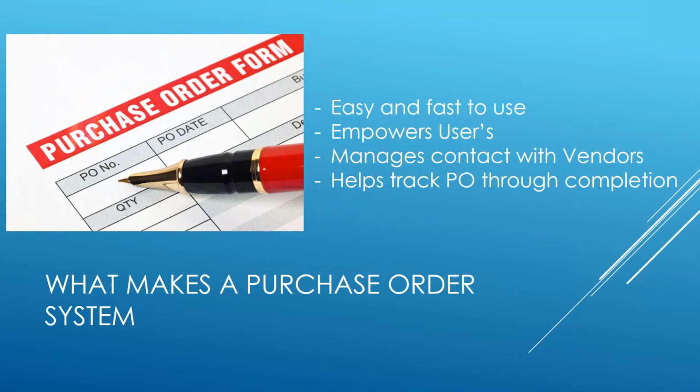A good PO system manages contact with our vendors. We want a system that makes our life easier, not harder. We don't want our users having to look up the address or the email of one of our vendors. A good PO system communicates with our vendors for us. A good PO system also helps to track purchase orders through to completion. If anyone here is in the purchasing or AP department, you can bet that this is the feature they are most concerned about. We want to know how many purchase orders exist and what stage they're in, and we want to know this information in real time.